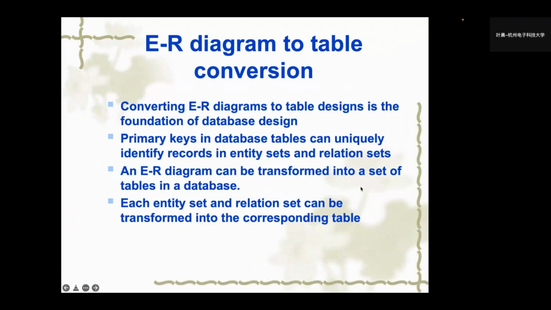And here, about how to transform the ER model to the table, we need to convert the ER model to table design. It is the foundation of the database design. The primary keys in the database tables can uniquely identify the records in the entity sets and the relationship sets in our ER model. Based on this, the ER model can be transformed into a set of tables in the database, and each entity set and relationship set can be transformed into the corresponding table.